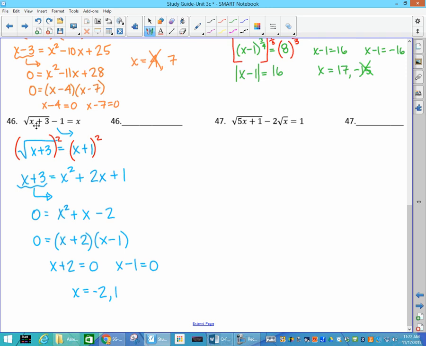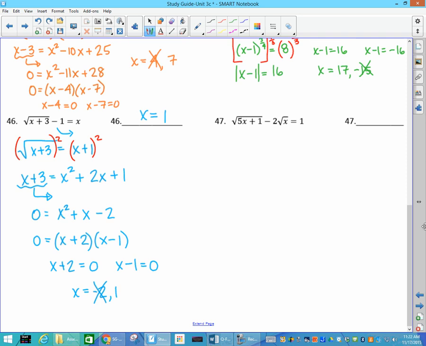And I'm going to check. Negative 2 plus 3 is 1. Square root of 1 is 1. And 1 minus 1 doesn't equal negative 2. So that guy doesn't check. If I put a 1 in there, 1 plus 3 is 4. Square root of 4 is 2. 2 minus 1 equals 1. So I got x equals 1.